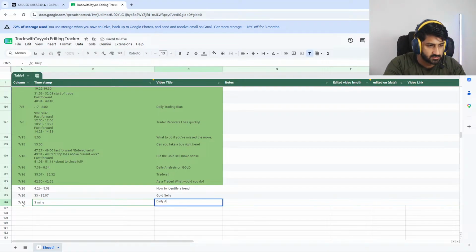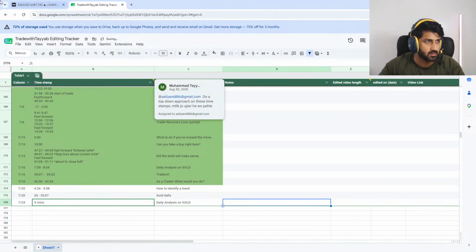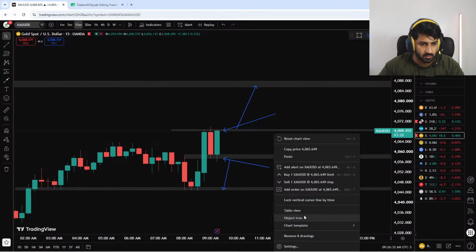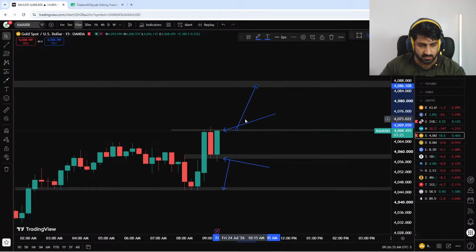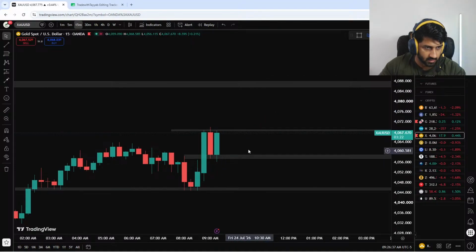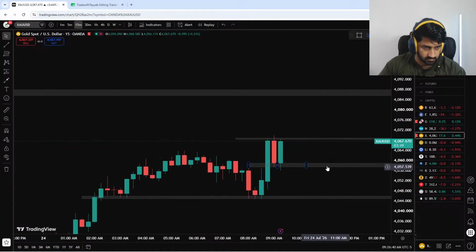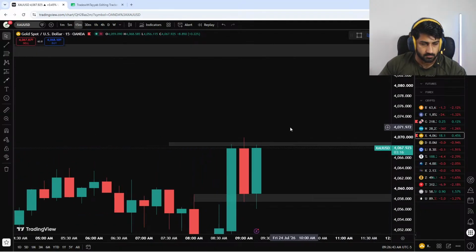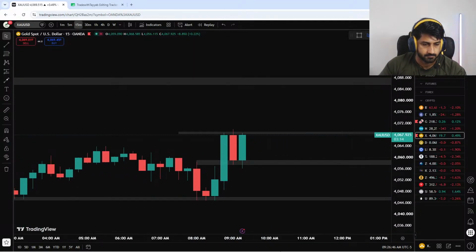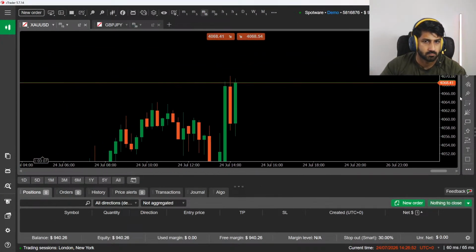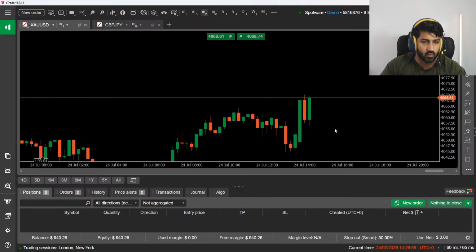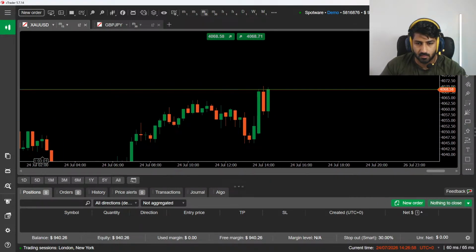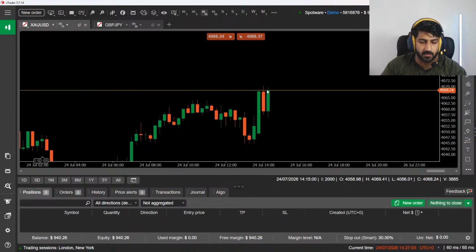Daily analysis on gold. All right, I'm gonna remove these arrows here. I will wait for this candle to close and then I could enter a buy. That's what I'll do.